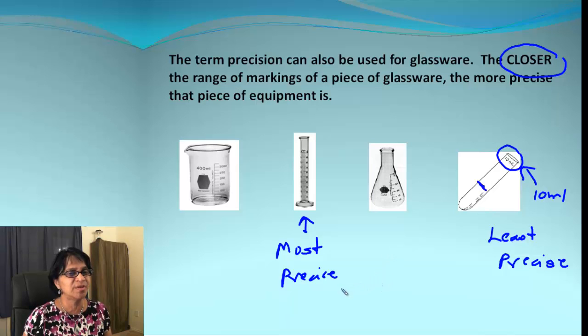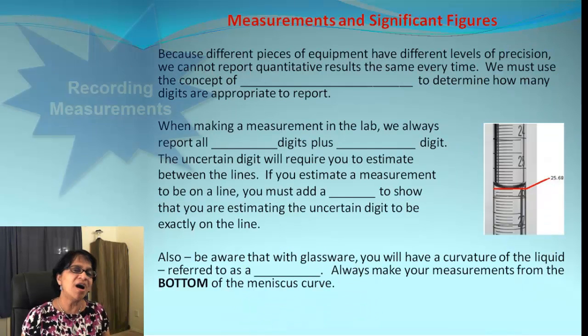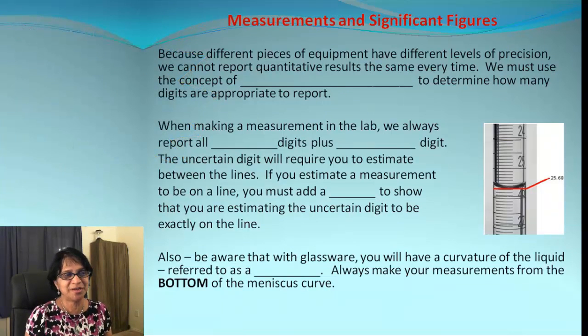If you remember burette and also pipette, they also have fine markings. So just for more information, these also qualify to be more precise equipment. Okay, moving on, we are going to find out when we take measurement how we use sig fig or significant figure. Every equipment will have a different level of precision.